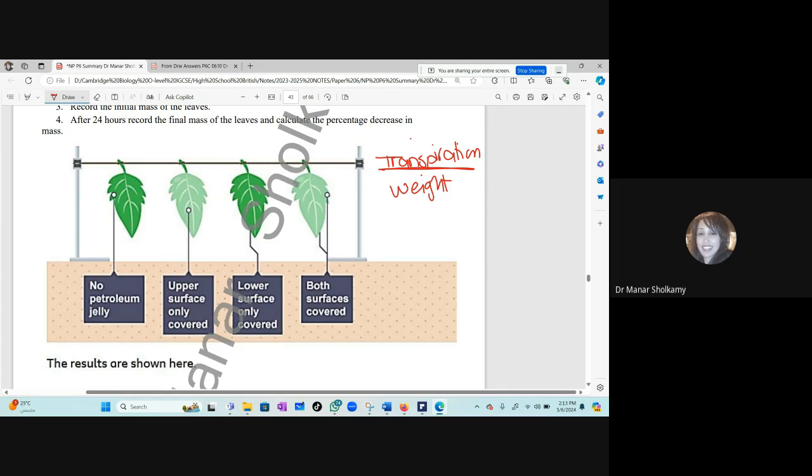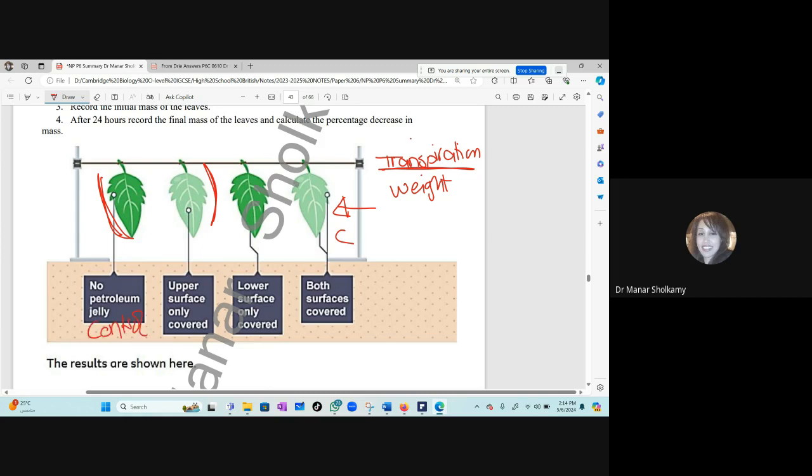I will get leaves from the same plant, from the same source, the same size, and I'm going to hang them like this, okay? And I'm going to use Vaseline to cover my stomata. One time I will cover the stomata below the leaf. One time I will cover the stomata above the leaf. One time I will cover above and below. And one time I will not cover at all. This will be my control.